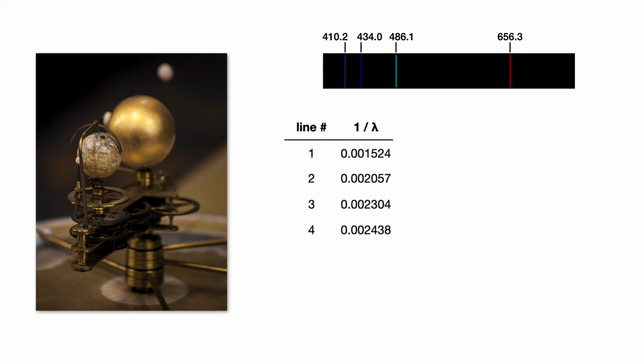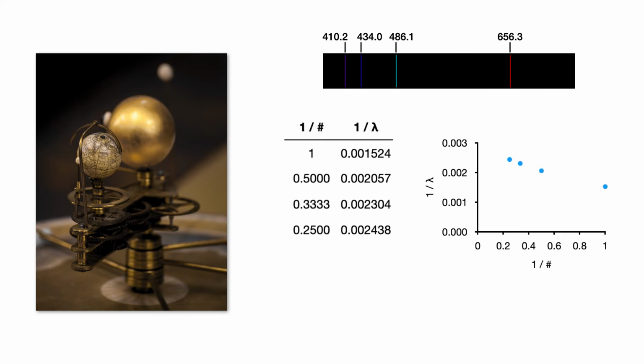But if you also take the reciprocal of the line number, so instead of 2, 3, 4, you have 1/2, 1/3, 1/4, then you start to see what looks like it might be a pattern. This is looking almost like a straight line. It's not a perfect straight line, but it's pretty close. And so we may be on the right track here.